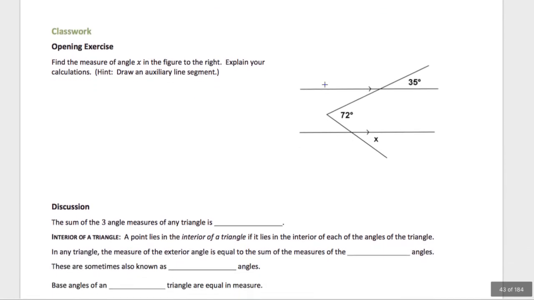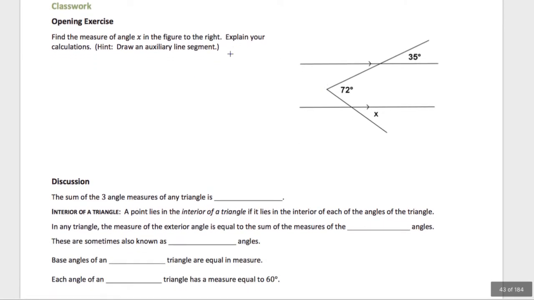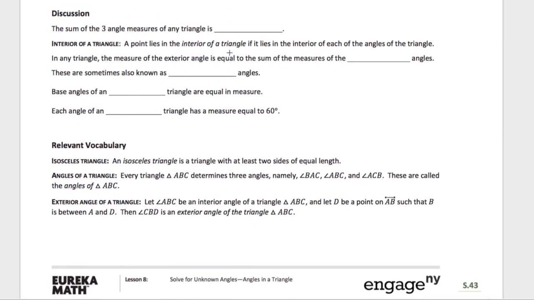All right, today's lesson starts with an opening exercise right here, but I don't think we have enough time for that, so I'm going to go ahead and skip it. Let's just go straight to the vocab. The sum of 3 angle measures in any triangle is always 180 degrees. This is trying to say the interior of a triangle, so go ahead and draw a picture for this one. This picture is going to look like this.